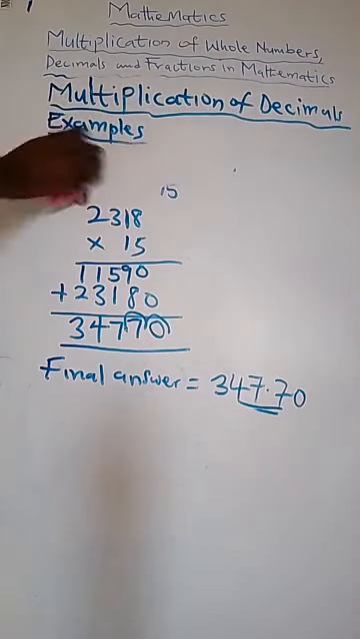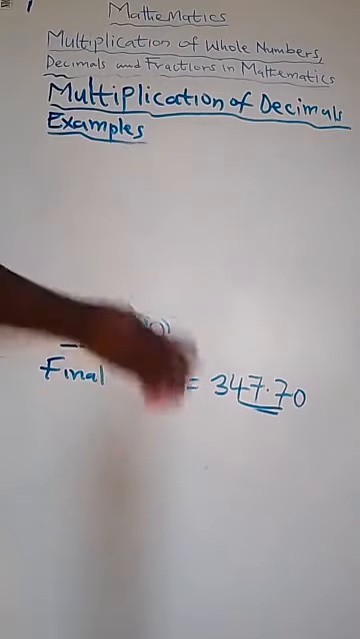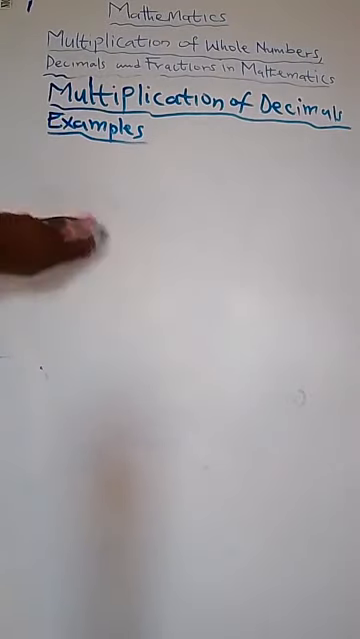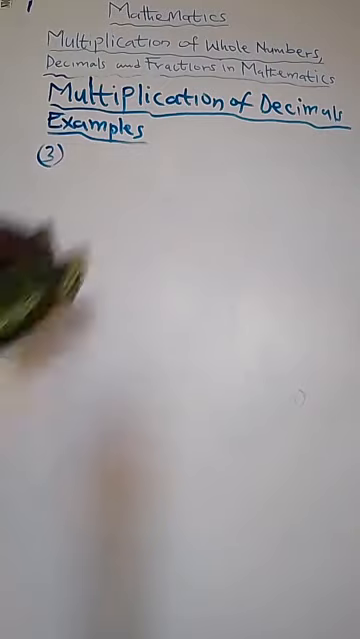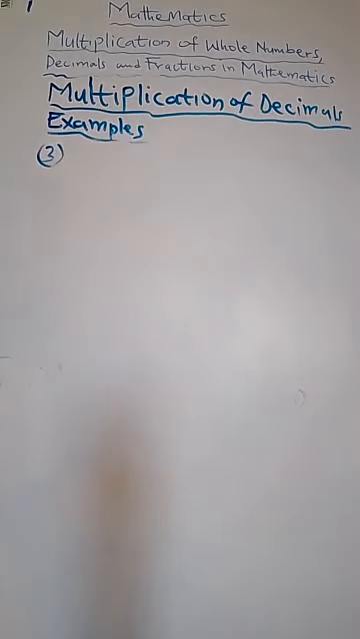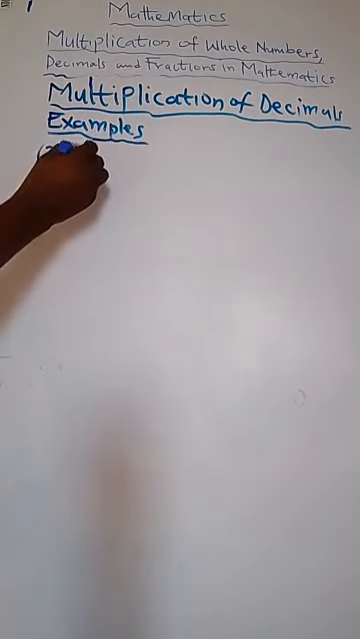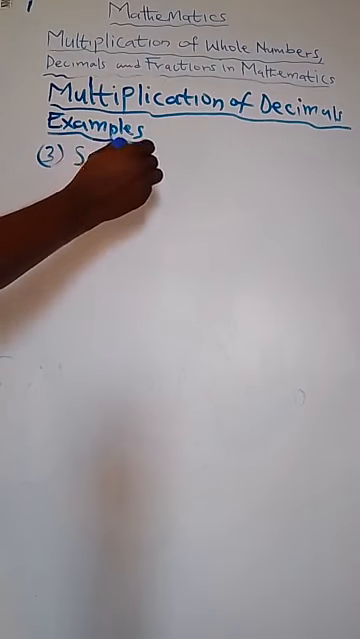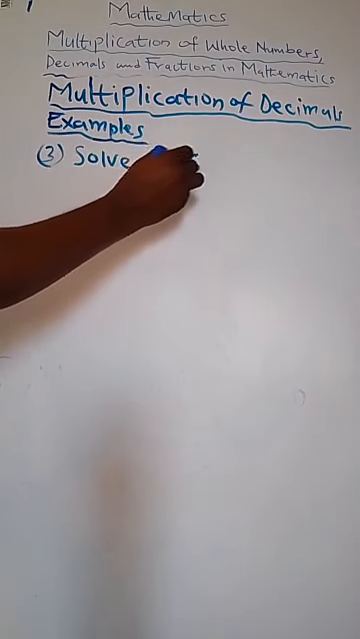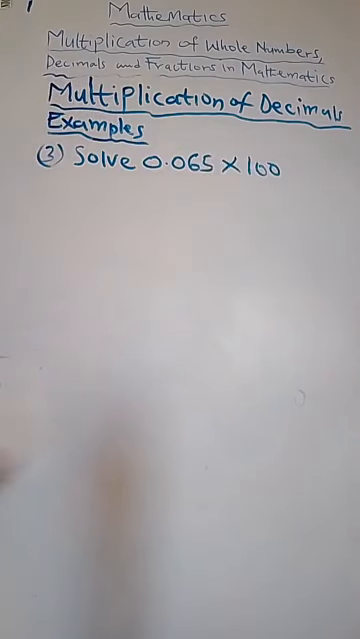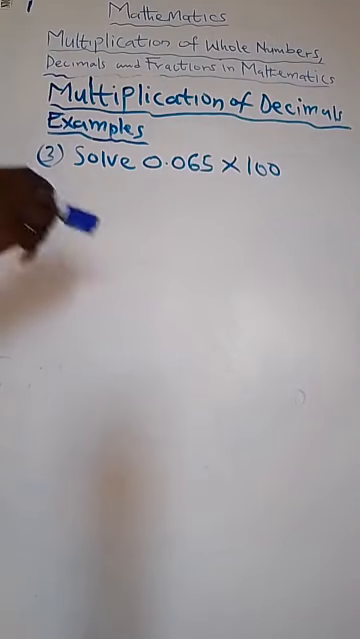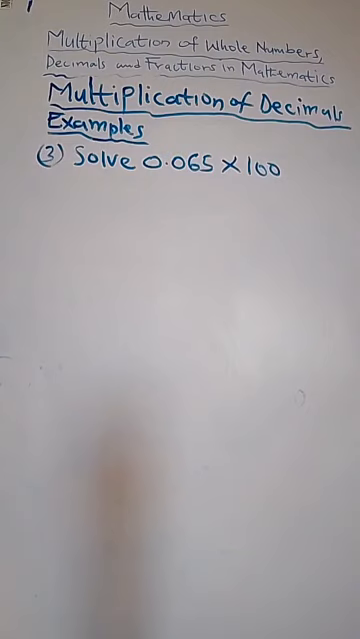Let's look at another example to shed more light on multiplication of decimals. Now, let's say you have another question that says, that will be 3. Solve 0.065 times 100. Now, this question is also what we normally call multiplying a decimal by a power of 10, right? Now, this is the way we do it.